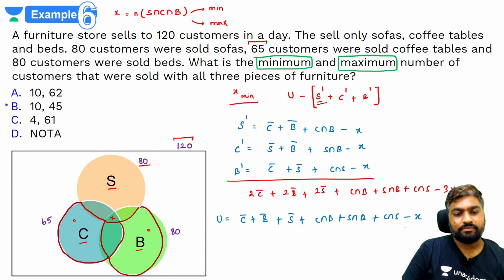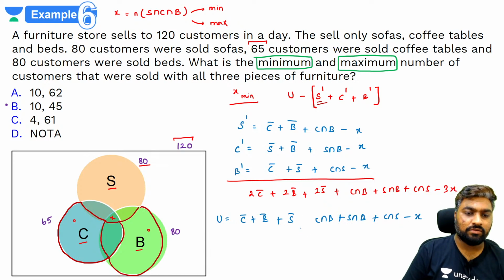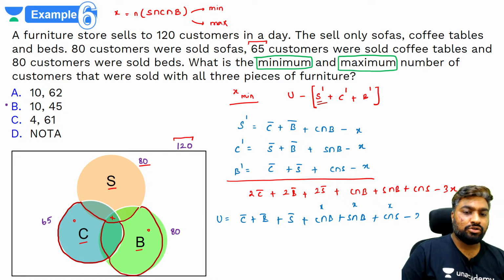minus X. Yes, now you have to, क्योंकि ये इंटरसेक्शन में 3 बार x आ गया, यहाँ पे भी x आ गया, यहाँ पे भी x आ गया, यहाँ पे भी x आ गया. You have to remove x how many times? 2 times.